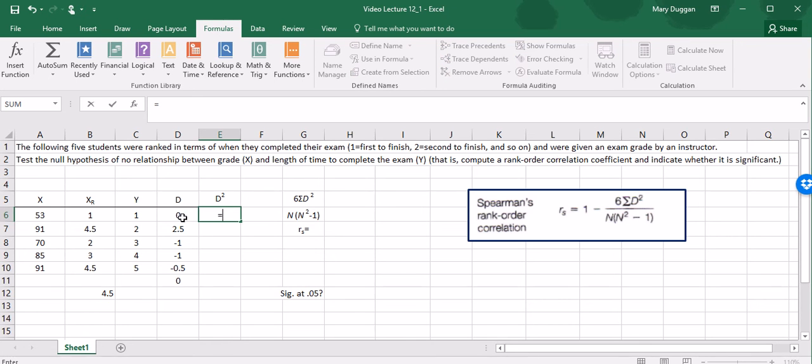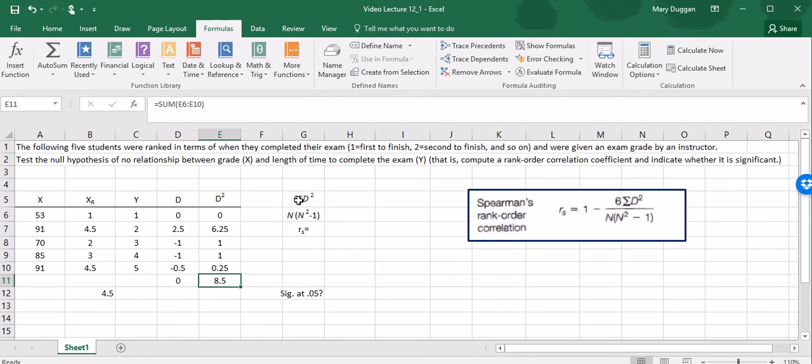And then I'm going to square the deviation scores, as we've done before. And I am going to need the sum of these squared deviations over here, so I will do that as well. So the sum of our squared deviations is 8.5. And now we have everything we need to plug into this formula.